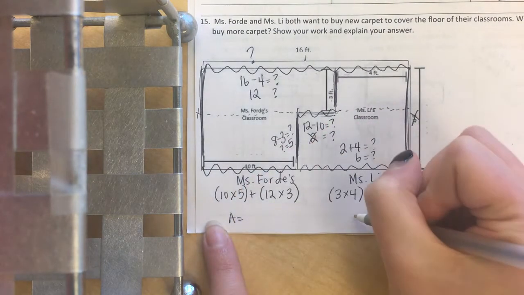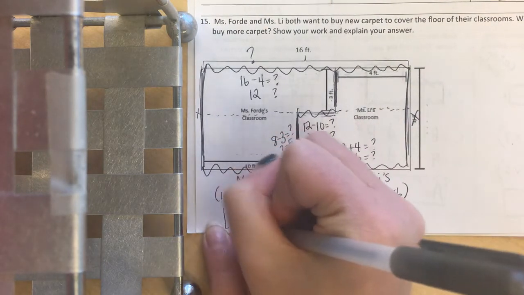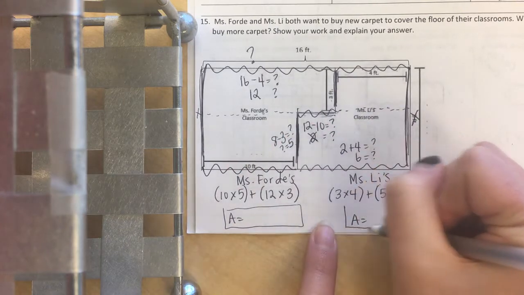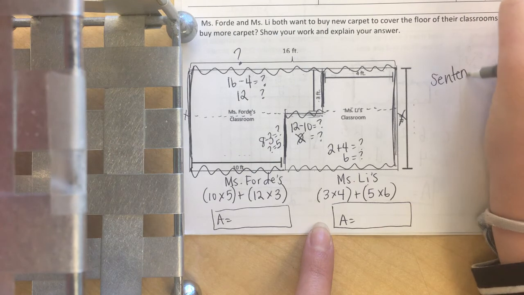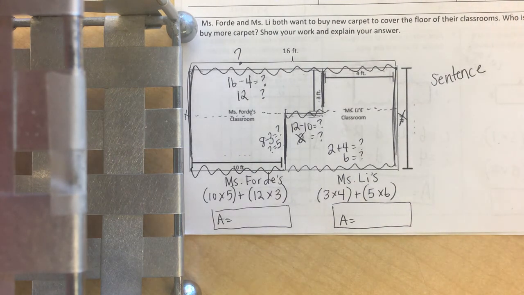So at this point, we have our 2-area equations, and you at home need to find what the areas of each of these rooms are to see which teacher is going to need more carpet. You should also write your sentence on the side here to explain which teacher is going to need more carpet.